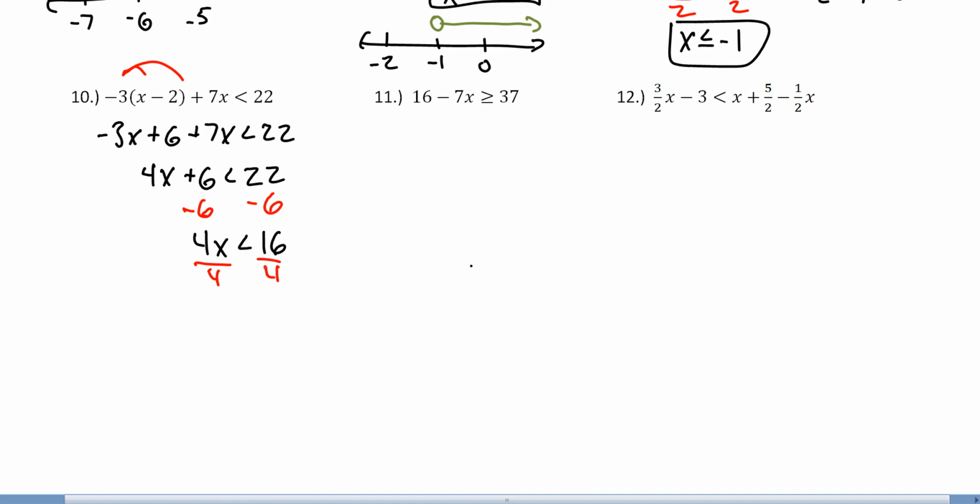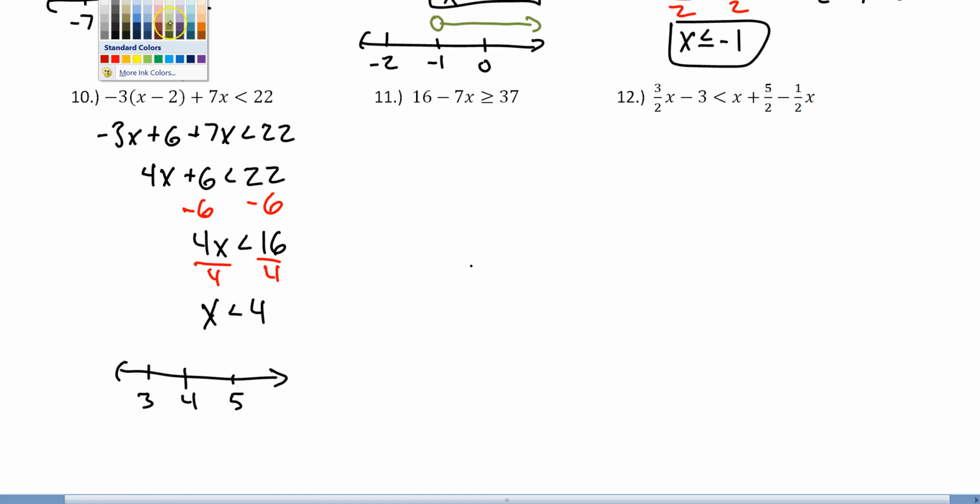So again, I'm still doing the same things that I've done when I was solving equations. The only difference is if I multiply or divide by a negative, I have to flip that inequality sign. And then again, a quick sketch of the graph. 4, 5 would be above, 3 below. And I've got no equal to condition, so an open dot, and less than I shade to the left. Okay.